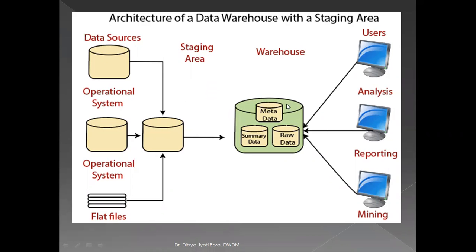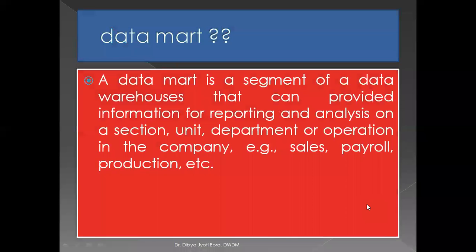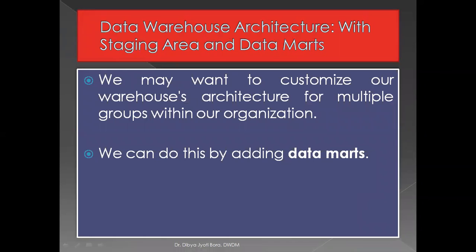Now what happens if you look at this side? This is the right hand side. Here the users are directly accessing the data from the data warehouse. The data mart concept is that you organize the data in the data warehouse into different groups. So one more layer comes in this data warehouse architecture, and that's why we have named it data warehouse architecture with staging area and data marts.